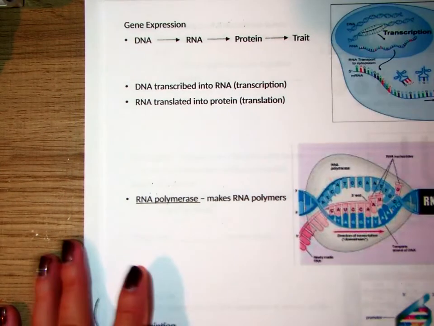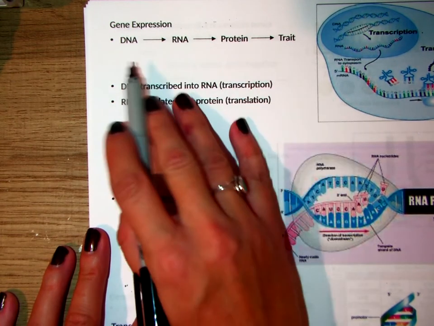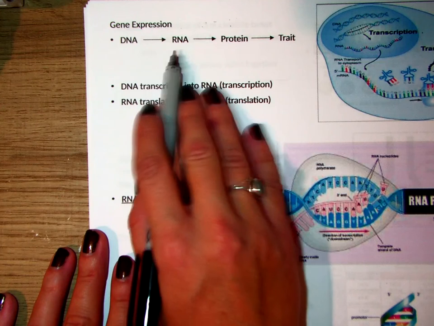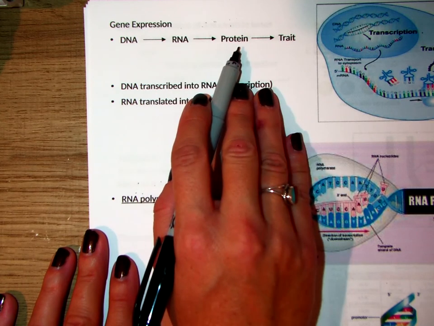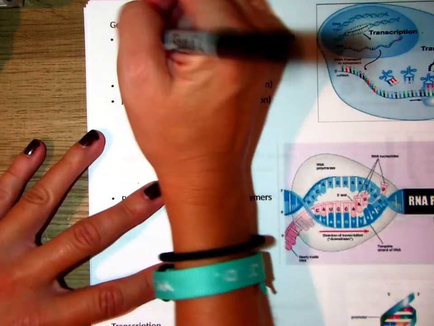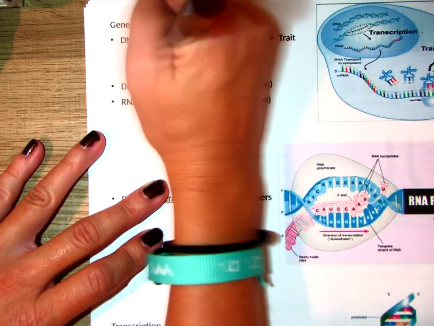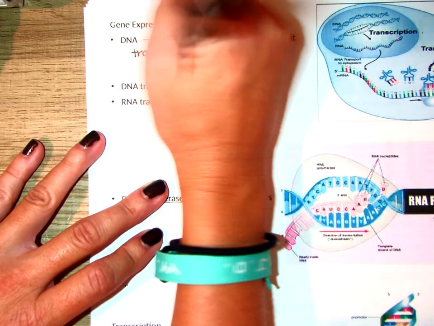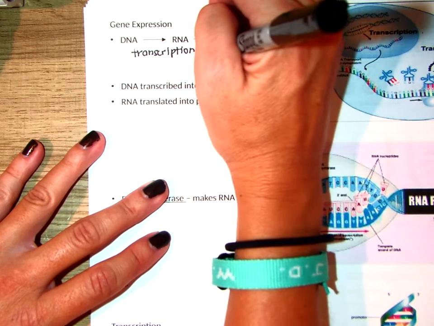Gene expression. This is something I make my 7th graders memorize as well, this order here. So DNA gets transcribed into RNA. The RNA gets translated into a protein, and those proteins code for traits. So let's write that down. What happens at this arrow is transcription, and we're going to talk about these processes. And then at this arrow here, we have translation.